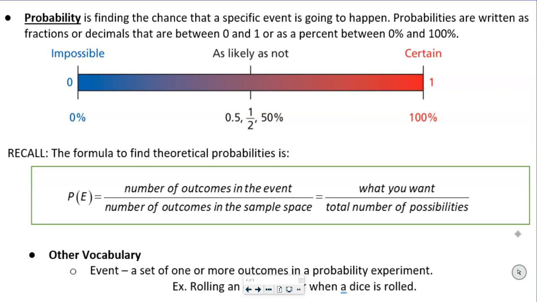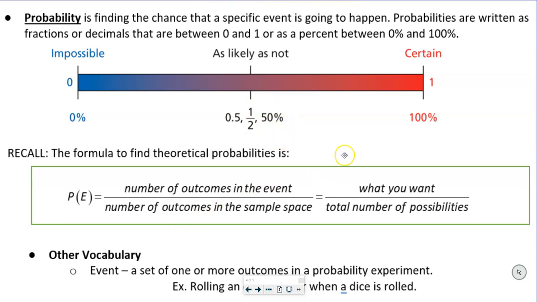So probabilities are written as fractions or decimals that are between 0 and 1, or percents between 0 and 100. Obviously if something's impossible, it's 0%, and as we move along this continuum towards being 100% certain, our probability goes up, right? If we're halfway between impossible and certain, that's 50%, which would be 0.5, or 1/2, or again 50%.